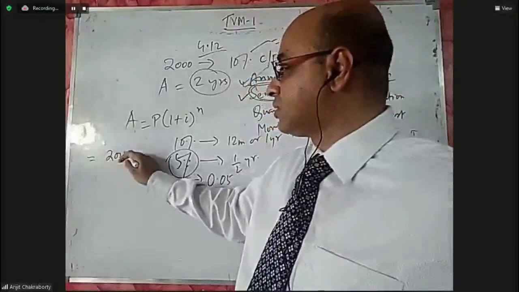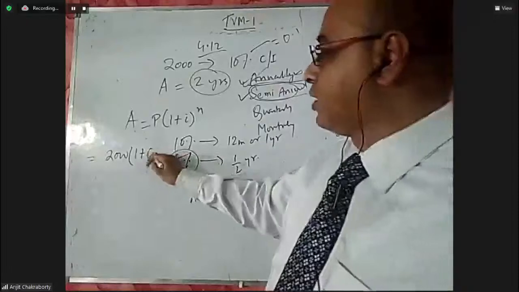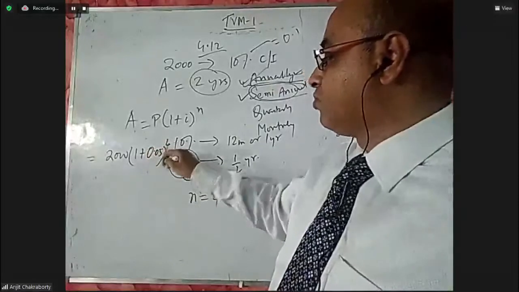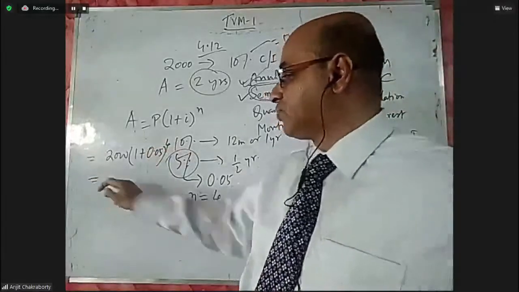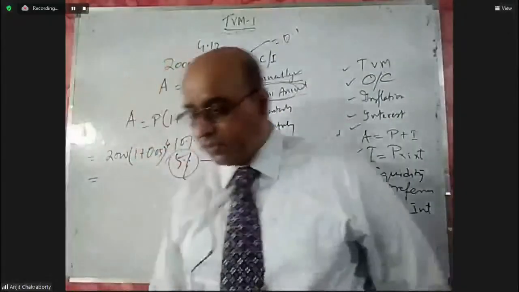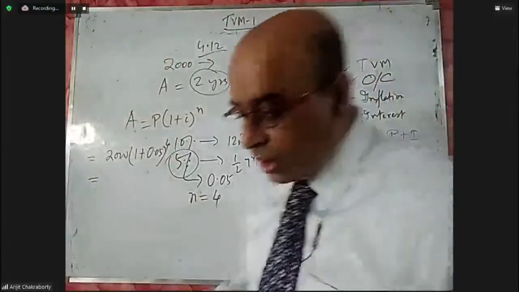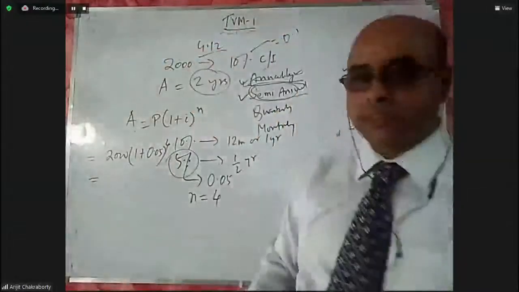Principal is 2000 into 1 plus I, where I becomes 0.05, to the power 4. This we have to calculate and see what happens: 1.05 to the power 4. So this will come to 2000. Let me just calculate and see.